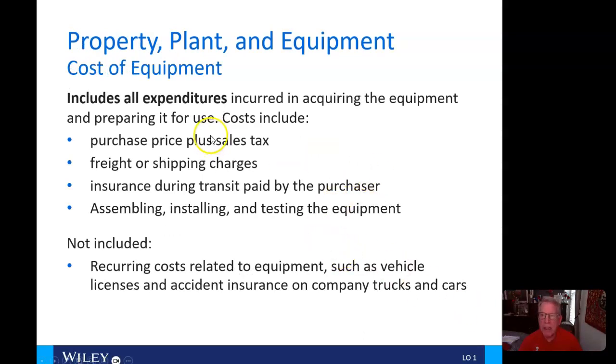Okay. Equipment. Cost of equipment is going to include all the expenditures incurred in acquiring the equipment and preparing it for use. These costs are going to include the purchase price plus any sales tax, freight shipping costs, insurance during the in-transit paid by the purchaser, and assembling, installing, and testing the equipment. Not included are going to be recurring costs related to the equipment, such as vehicle licenses, accident insurances on company trucks and cars.